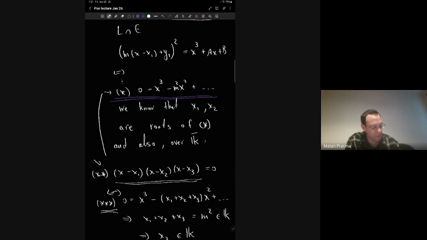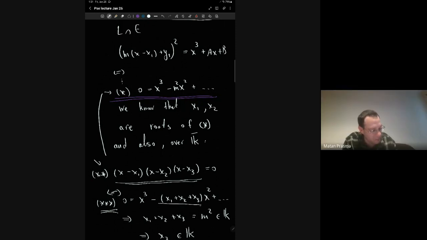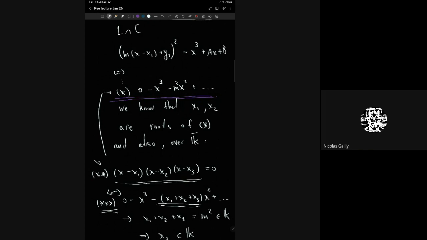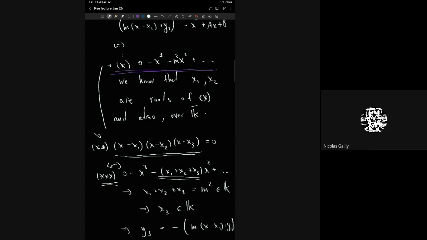So now I know that triple star has to be equal to star, as a polynomial equation. So it means that minus m squared has to be equal to minus (x1 plus x2 plus x3). And since m is in k, all the x's are in k as well. Since m is in k, then m squared is in k, and since x1 and x2 are in k as well, then x3 is simply m squared minus x1 minus x2. Makes sense. Thank you.